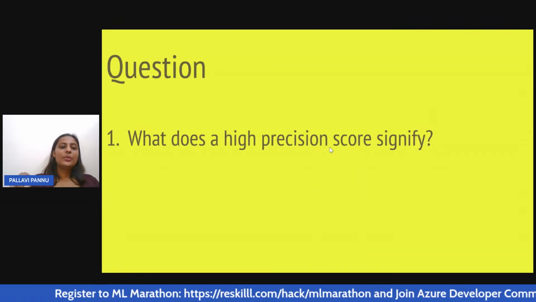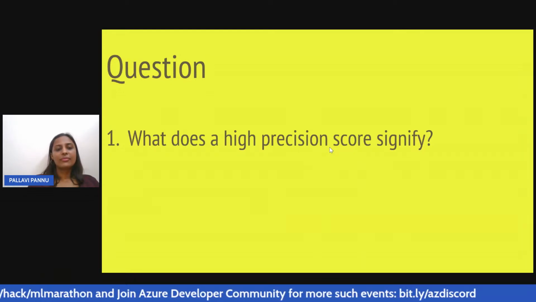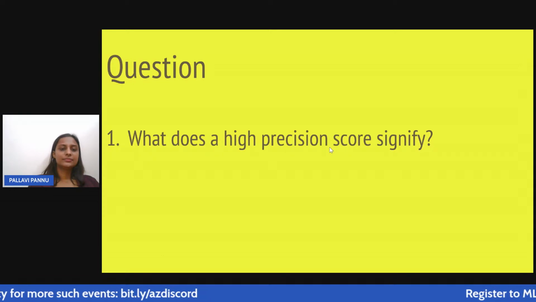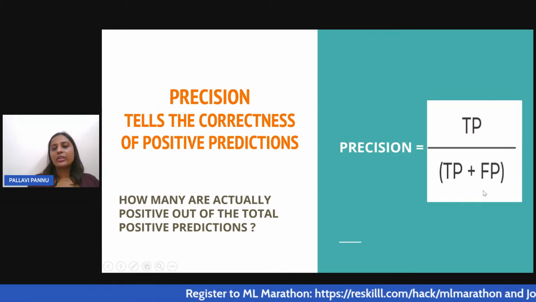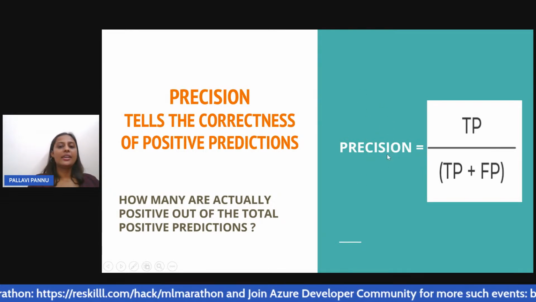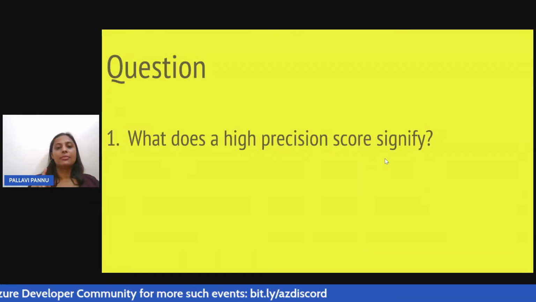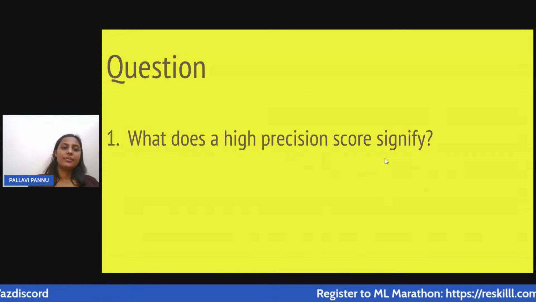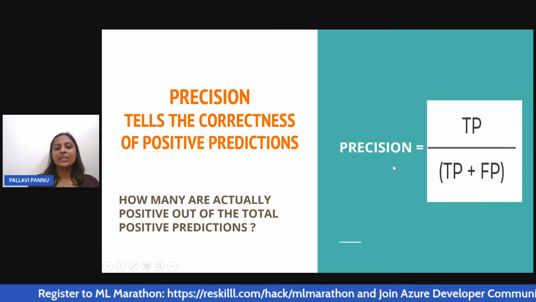Now tell me, what does a high precision score signify? Please comment. A high precision score means we want false positives to be lower. If false positives are fewer, then precision will be higher. So precision is the metric focusing on type 1 error, which is the false positive. What it is not taking care of is any false negative. Precision takes care of false positives because when false positives are low, precision moves higher.